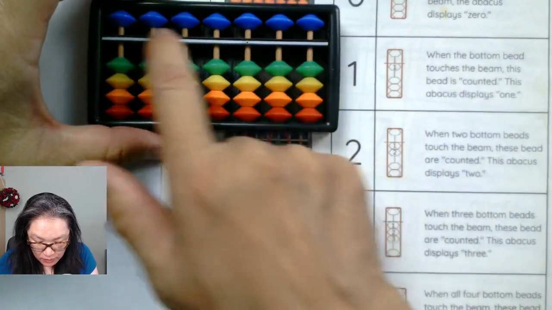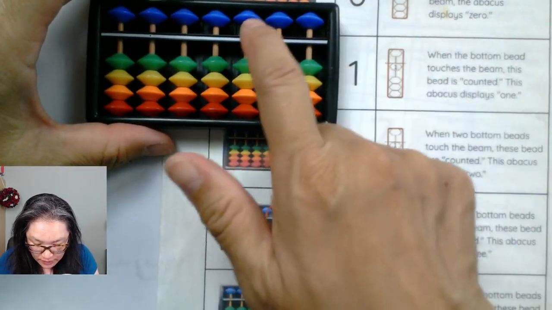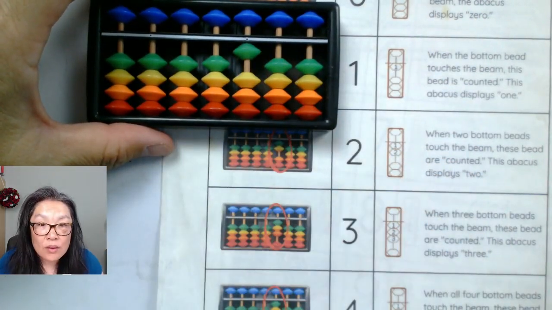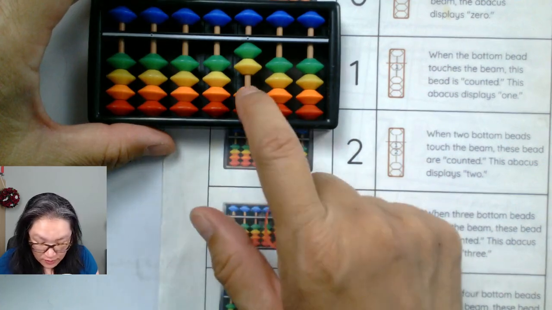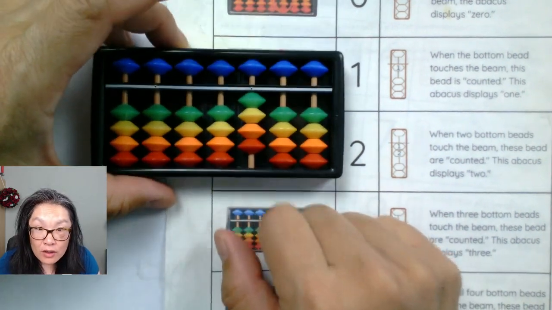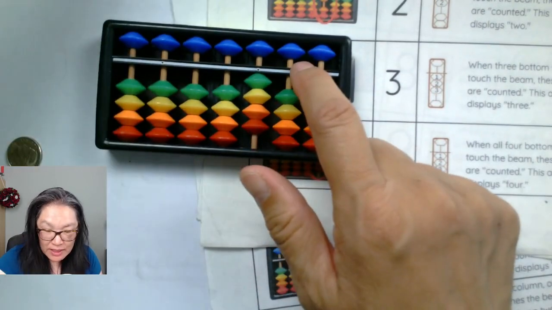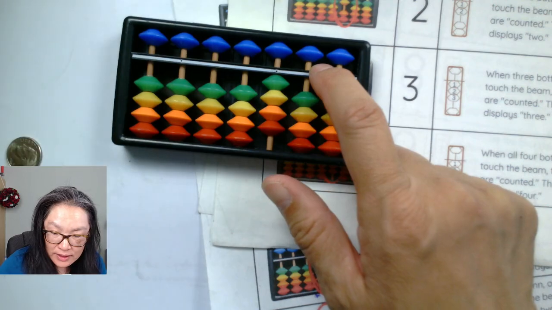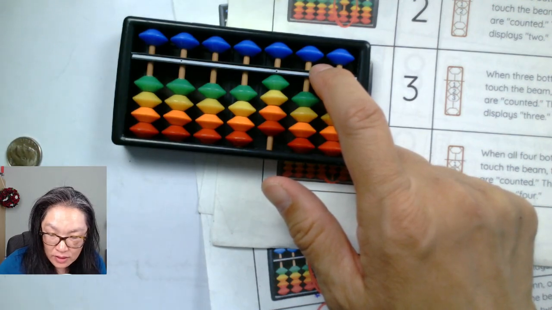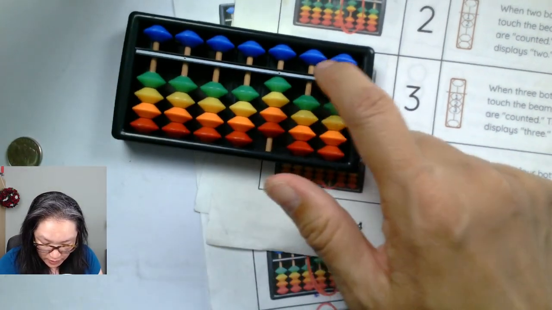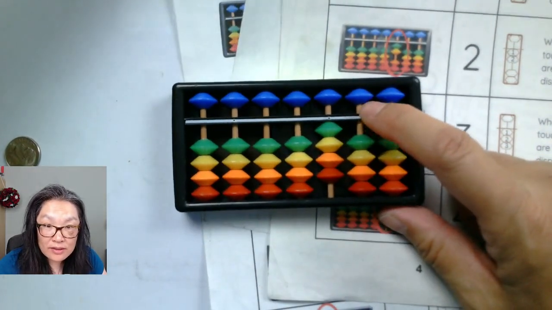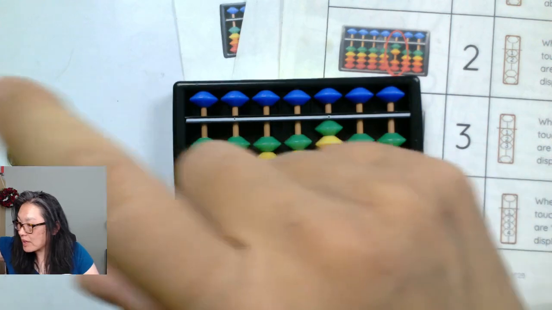This is 0. That's what 0 is. And then we do 1. That is 1. Now, when we look, we have 2, and then 3, and then 4. Anytime the beads are touching this horizontal bar, it is considered counted. So when we look, we have 4. This is the horizontal bar, and this is being counted.